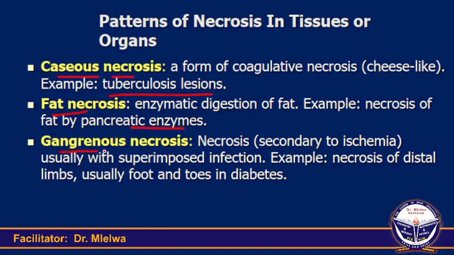And then you have gangrenous necrosis. This is necrosis secondary to ischemia. What is ischemia? Ischemia is the state of tissue lacking oxygen. When tissue lacks oxygen and blood supply, the tissue starts to dry up. You find that a leg starts turning black and finally dries up completely. That is gangrenous necrosis, usually with superimposed infection, example necrosis of distal limbs, usually foot and toes in diabetes. This is normally seen in diabetes mellitus patients.